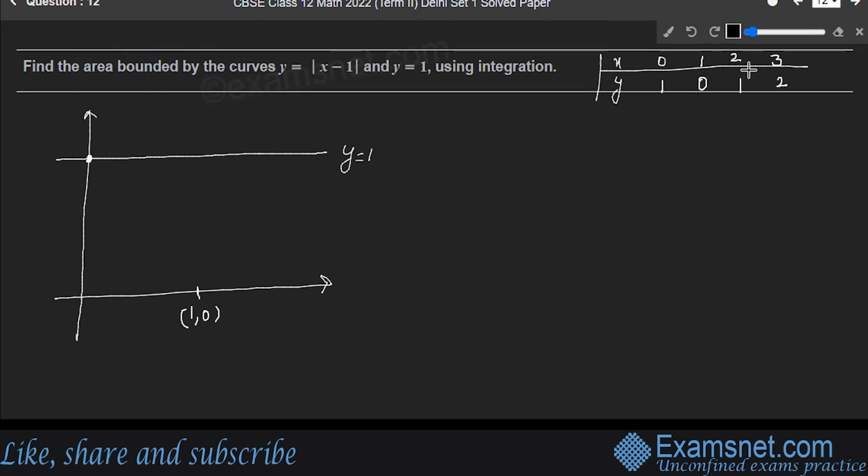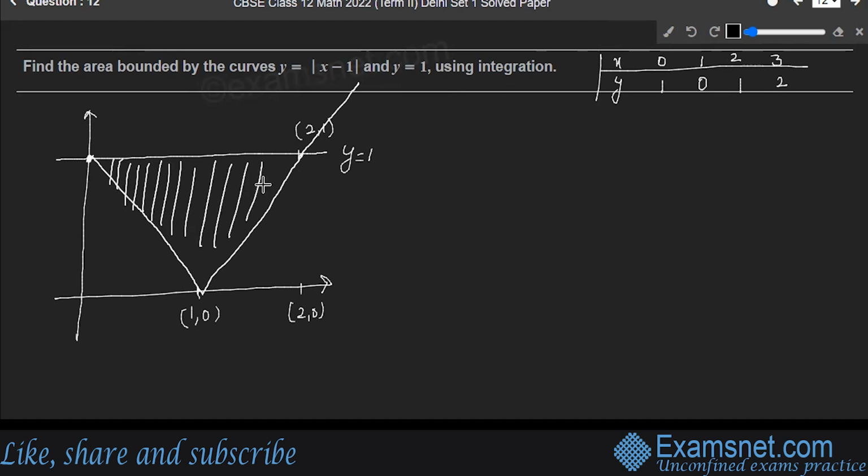Right. And when x is equal to 2, y is equal to 1. So this is the point 2 comma 0, and this is the point 2 comma 1. So this is what the graph looks like. When x is equal to 3, y is equal to 2, so this graph moves like this. I don't need this much part. I am concerned about this portion only. You have to find out the area of this particular region. Okay. So this is the line y is equal to modulus of x minus 1. Hope you are clear with the figure.